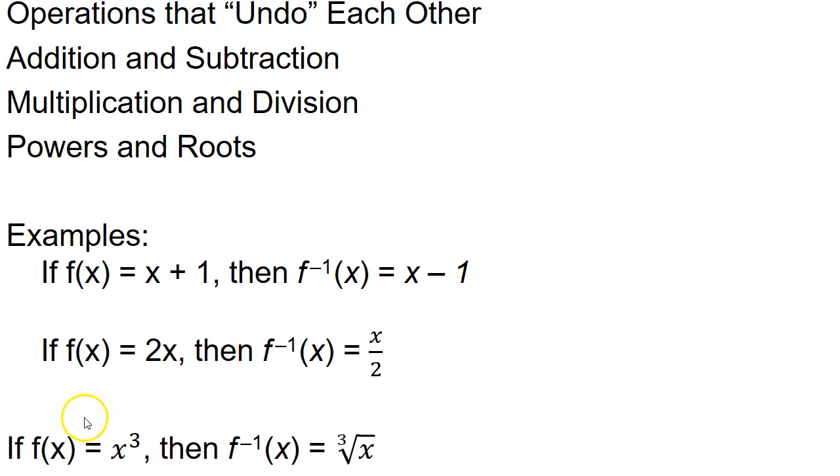And third example, if f of x equals x cubed, then f inverse of x equals the cube root of x. If we start with a number and cube it, then to get back to that original number, we take the cube root. So the cube root function is the inverse function of the cubic function. And a fourth example.